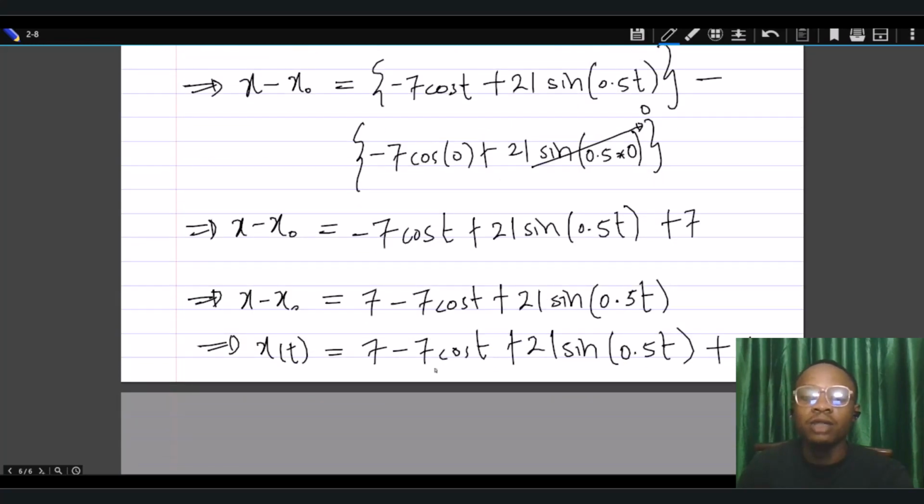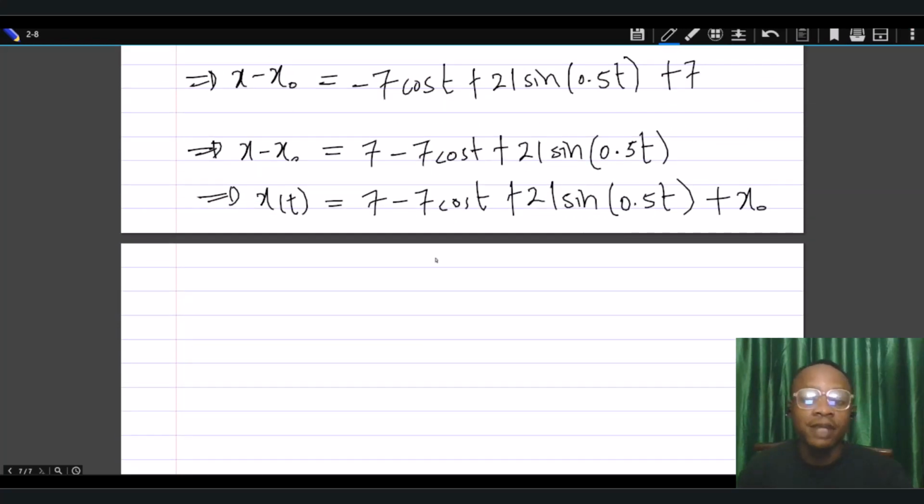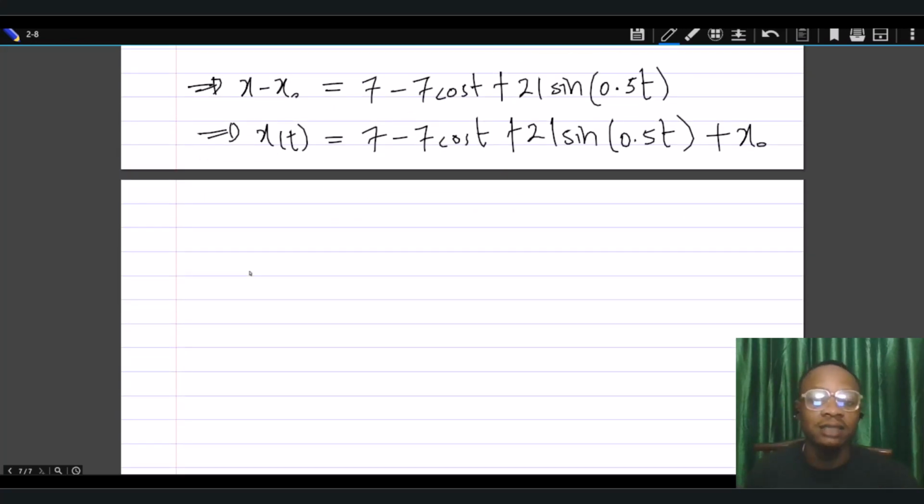Okay, so let's go ahead and have an additional page now. So that is the idea. That's our position as a function of time. So we can now get the position at x equal to 0. We know our points of interest now.